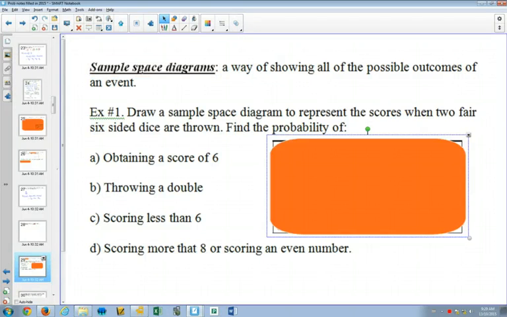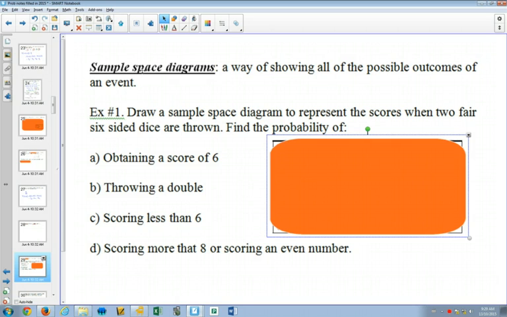Now, a sample space diagram is a way of showing all of the possible outcomes of an event. Sometimes you can list them all. Sometimes there's a more systematic way of drawing them out, like making a chart or a lattice diagram.